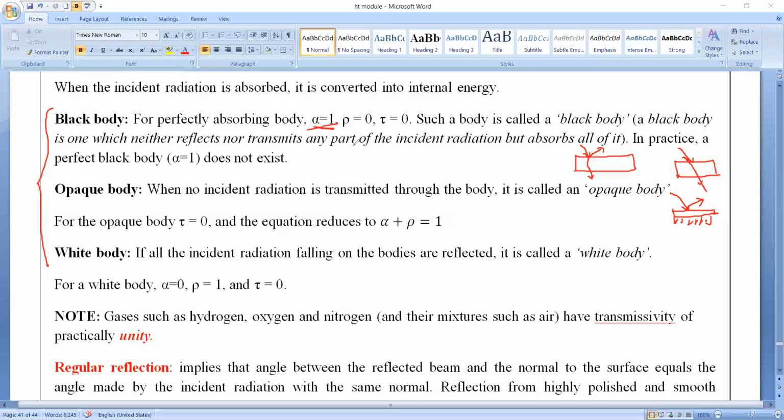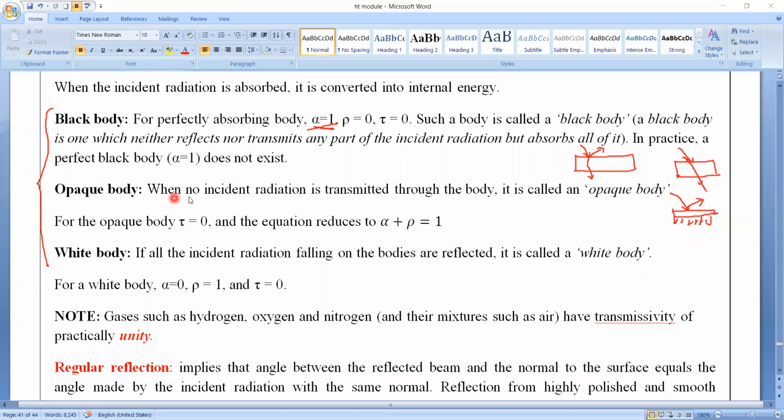In the second option, alpha equals 0, rho equals 1, tau equals 1, and the remaining options will be wrong. Now the correct answer for a black body: remember, students, absorptivity alpha equals 1, rho equals 0, tau equals 0. Next important definition is the opaque body.